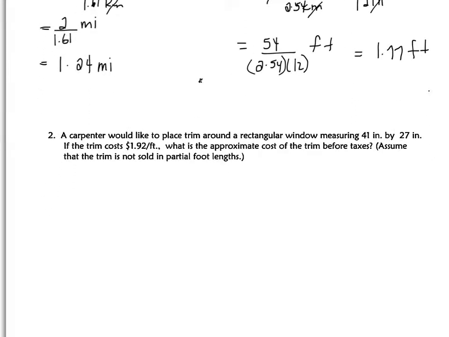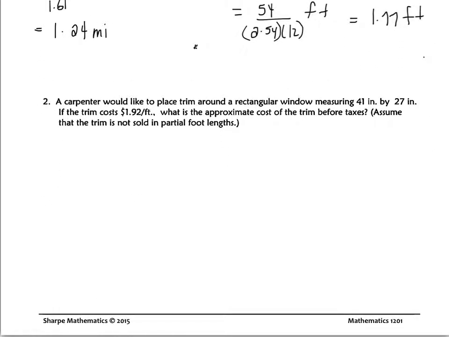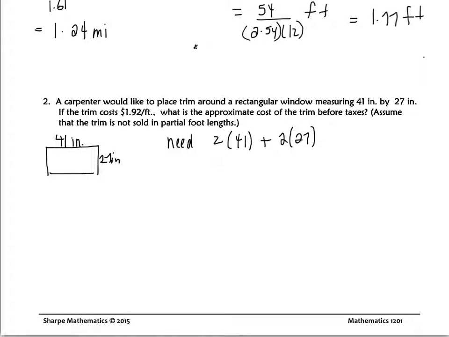All right, the next question says a carpenter would like to place trim around a rectangular window measuring 41 inches by 27 inches. If the trim costs $1.92 a foot, what's the approximate cost of the trim before taxes? So we would have to work out the measurements and then convert them to feet so we can get the cost. So let's first calculate how much trim we would need. If it's a rectangular window measuring 41 inches by 27 inches, that would mean the trim around it, we need 2 times 41 plus 2 times 27, because there are 2 lengths and 2 widths, basically the perimeter.